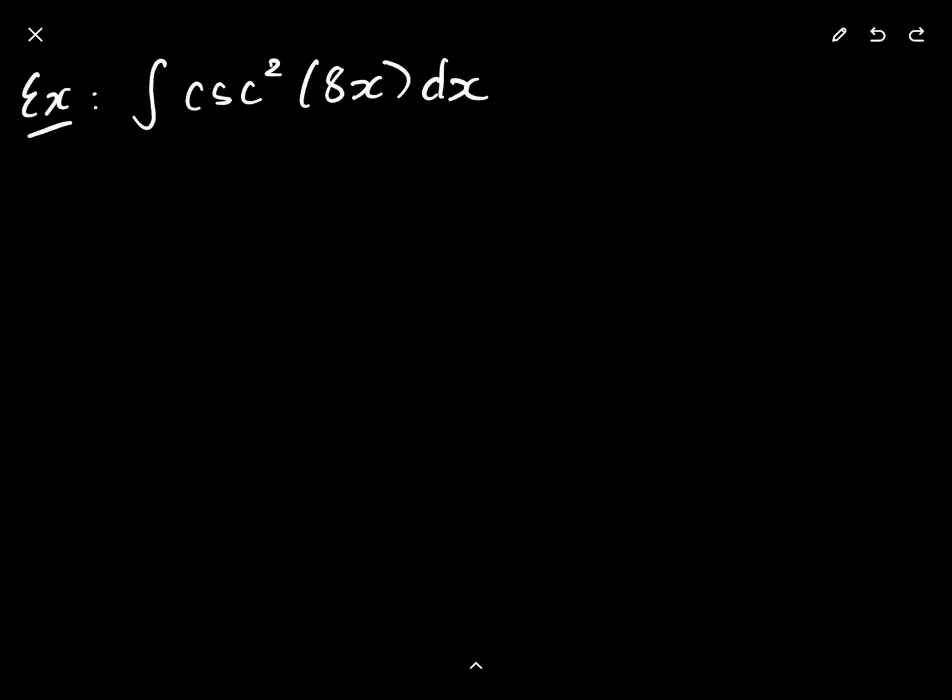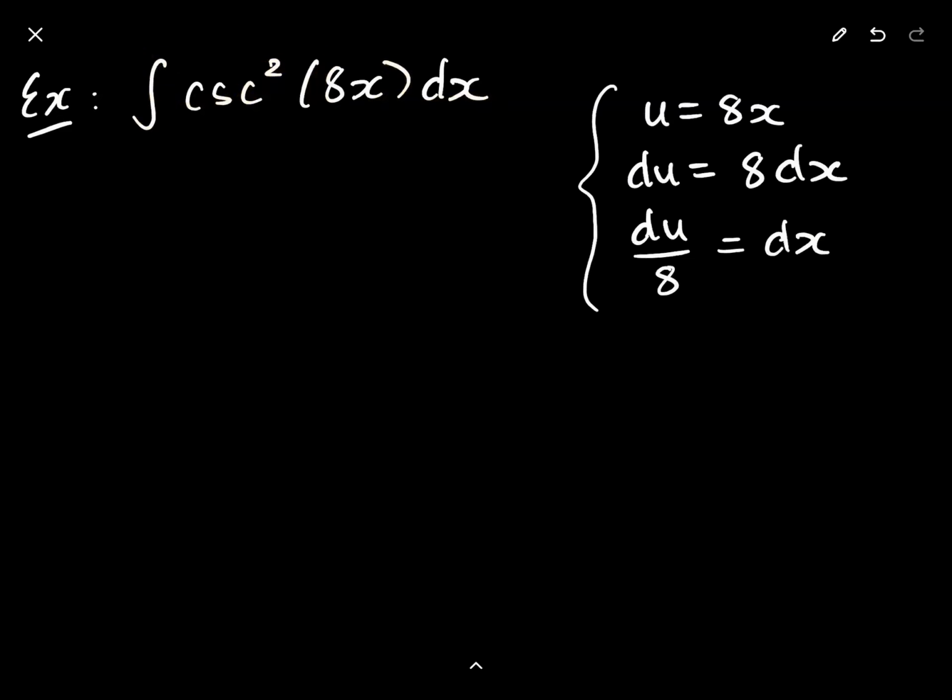In the next example, we have the integral of cosecant squared of 8x with respect to x. Because it's not just cosecant squared x, which is a basic antiderivative rule, it's cosecant squared of something else, we will use a substitution. Here I'll choose that u is equal to 8x, since 8x is inside of the function cosecant squared, and the derivative of 8x is just 8, which we will end up dividing by for dx.